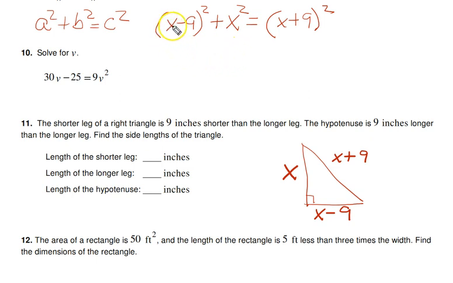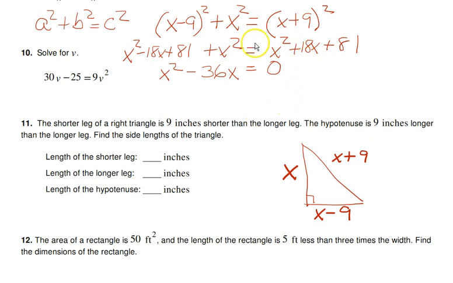Now what I'm going to do is expand that, and I get x squared minus 18x, using that special technique, plus 81, plus x squared, equals x squared. Multiply these and double it, plus 18x plus 81. All right, I'm going to work on this a little and I'll get back to you.